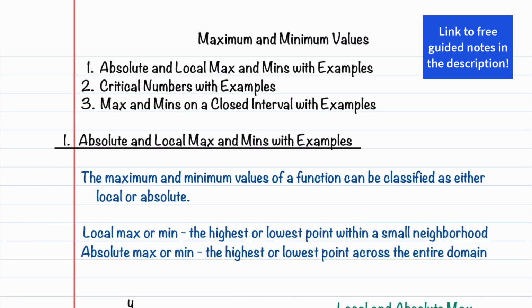In this Calculus 1 video, we're learning how to find the maximum and minimum values of a function. We'll start by learning about the difference between absolute and local maximum and minimums and how to identify where each occurs. We'll then learn how to find critical numbers and see how they're used to locate maxima and minima. Finally, we'll apply the closed interval method to find absolute maximum and minimum values on a given interval.